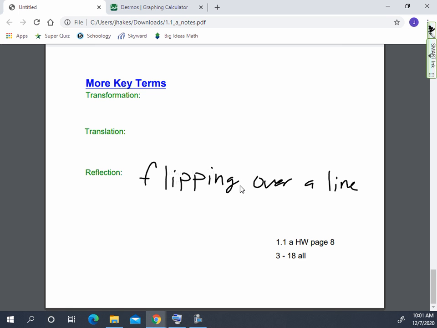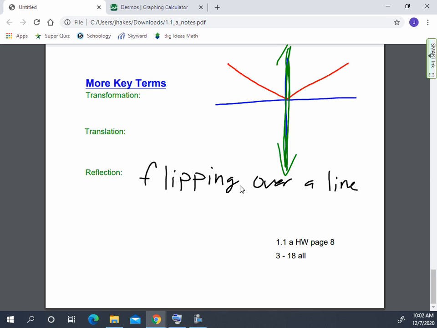So when we think of our absolute value, we have this nice V. There is a line of reflection there, and it's right here. This green line is my line of reflection. Kind of bad, but you guys get the point.